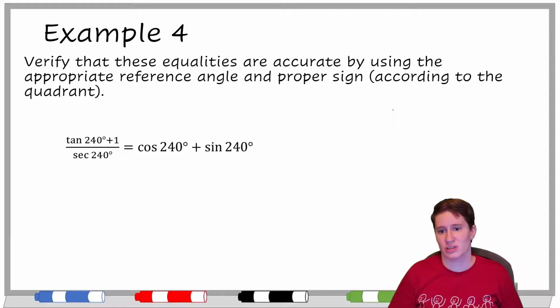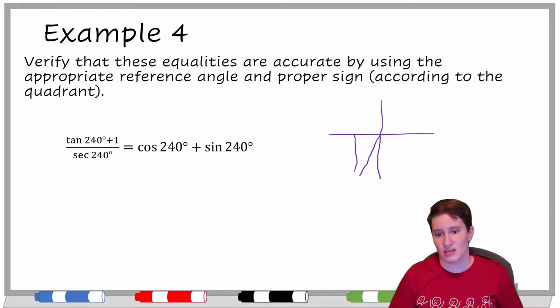So either looking at your unit circle or just drawing the angle, it's down here in the third quadrant. It is a 60-degree reference angle if you're doing it that way. Or if you're using the unit circle, this point would be -1/2 comma square root of 3 over 2.